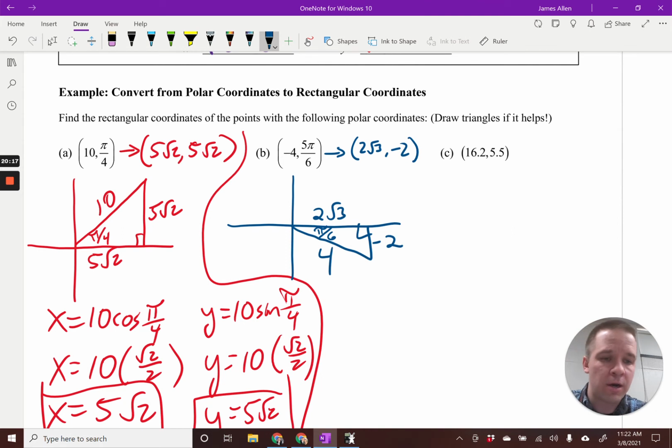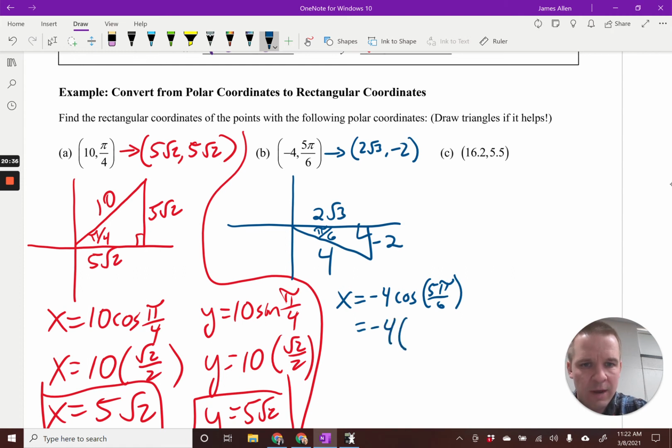Awesome. And if you want to go the more formula-based route, I would have x is equal to r, -4, cosine of 5 pi over 6. All right. Now, cosine of 5 pi over 6, that would end up being, let's see, -√3 over 2.